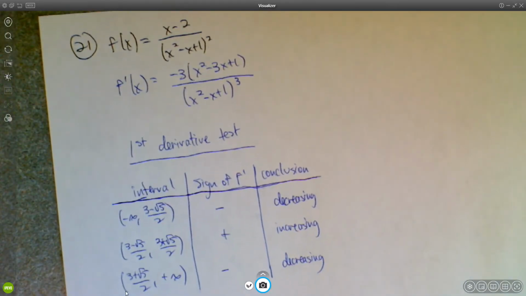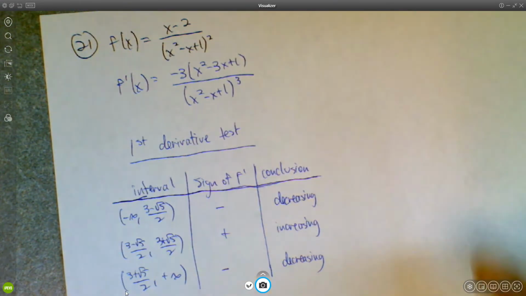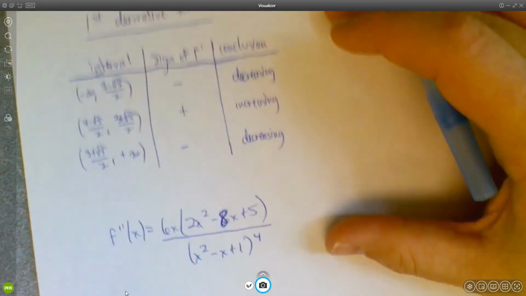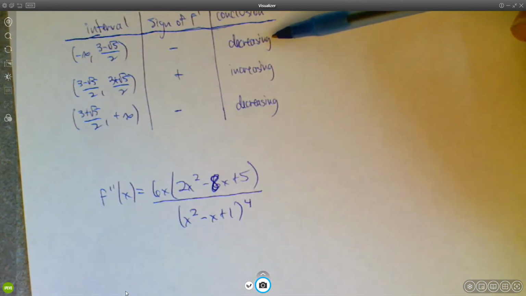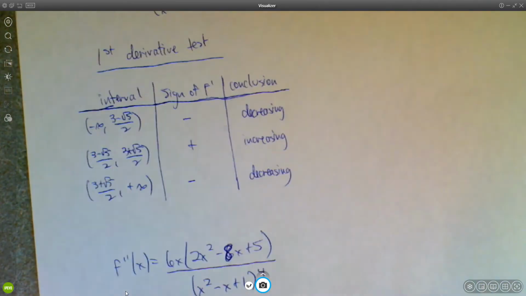So I'm just going to transfer all of this work over to this page. So this is basically what we should have at this point. So we took the first derivative and simplified it, and this is what we got. Then we found the critical values, critical points, and determined where the function was increasing and decreasing. And I'm calling this thing the first derivative test.